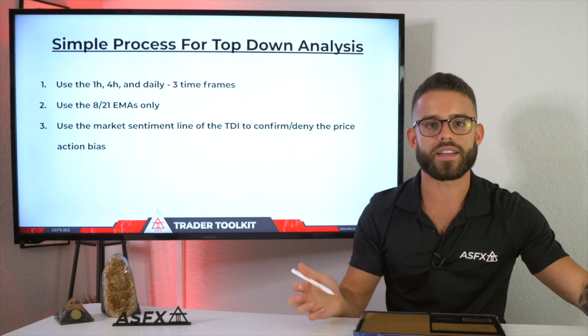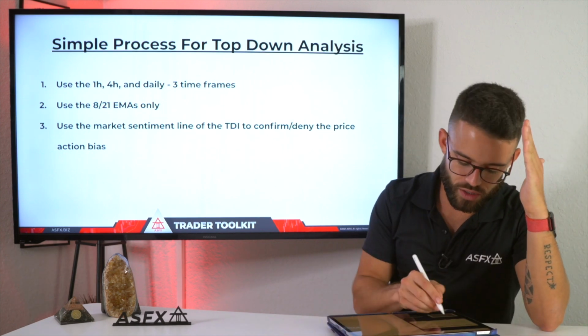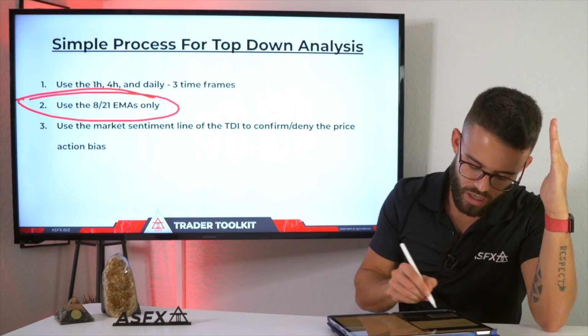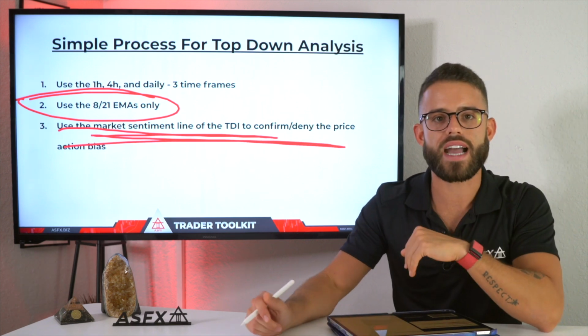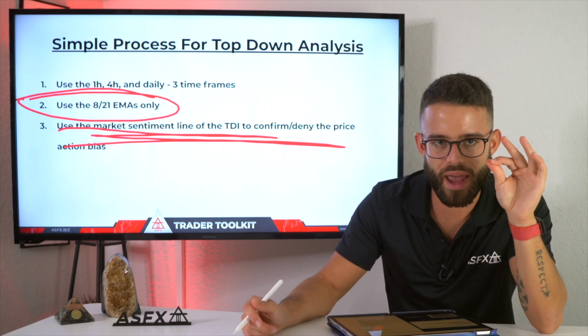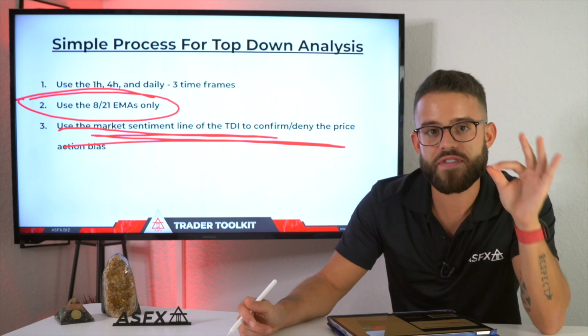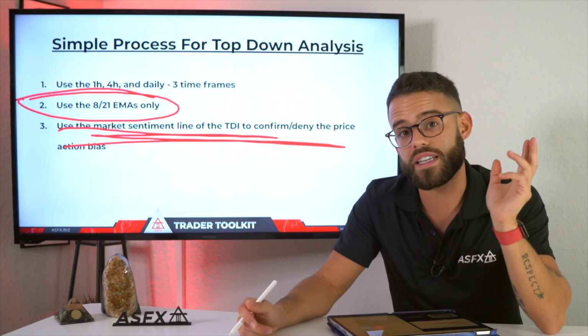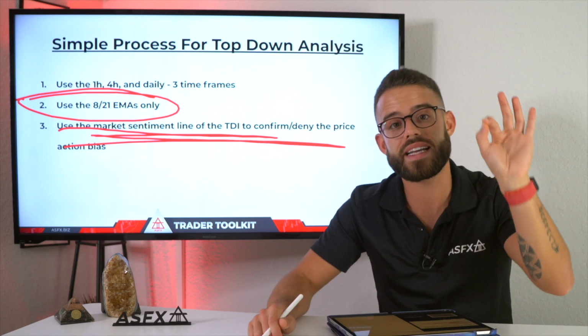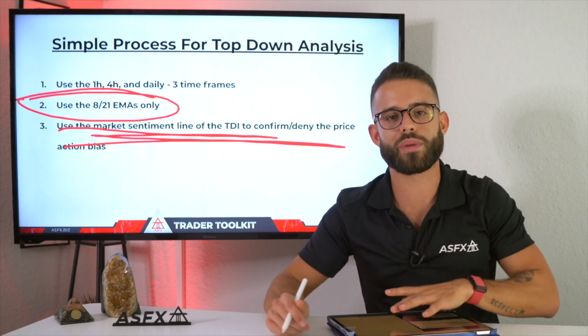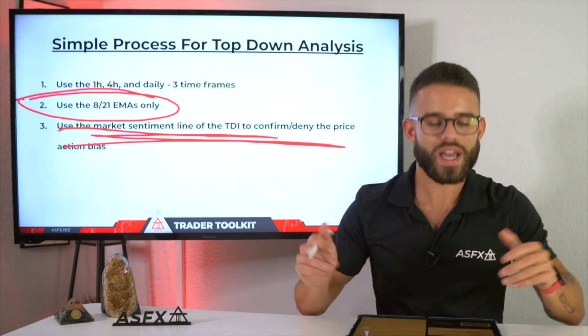Don't overcomplicate it. Use the 8 and 21 EMAs, as I say in step 2, right here, and use the market sentiment line on the TDI. Those 2 things, the EMAs and the market sentiment line, if they're in the same direction, great. If they disagree, it's indecisive, and that indecision lowers the probabilities of you having a winning trade. So that's how you read trend.